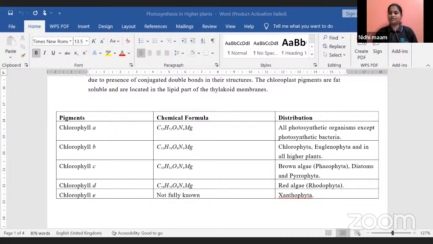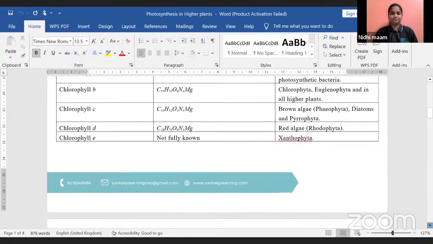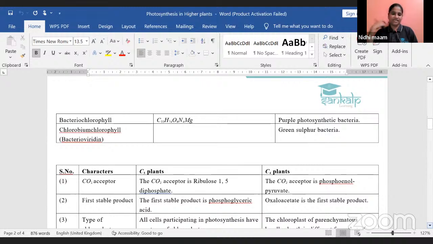So these are the types of pigments. Okay, now next. Again we have bacteriochlorophyll, which is present in purple photosynthetic bacteria. Please note down, very important, bacteriochlorophyll. Chlorobium chlorophyll, which is also called bacterioviridin, is present in green sulfur bacteria. Fine.